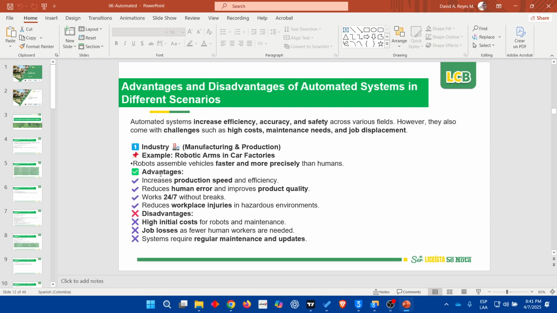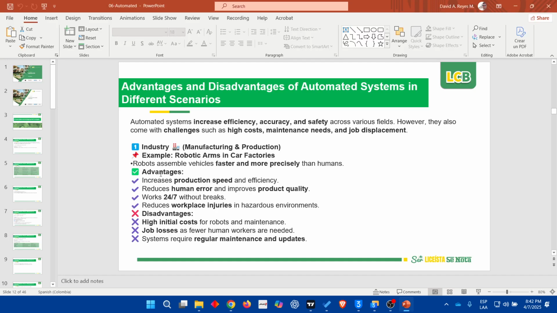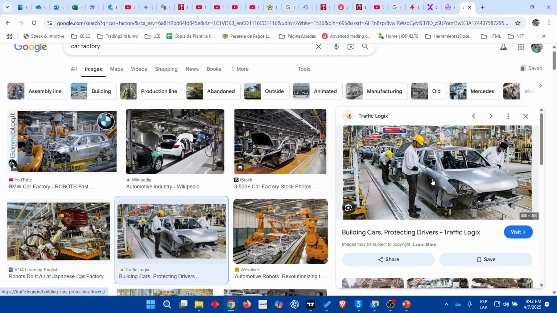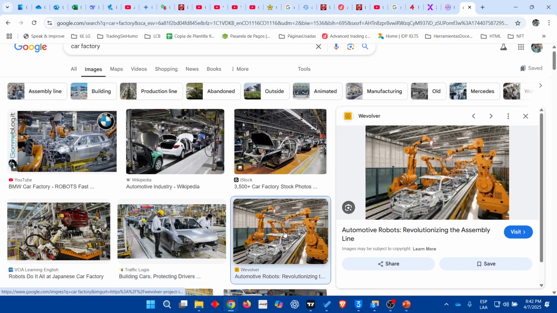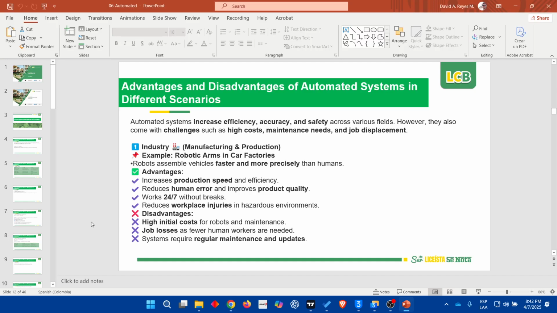Okay. Disadvantages, high initial cost. Can you imagine how much this costs to implement? Too much. Job loss. That means that, for example, these people that are working here are going to lose their jobs because of the robotics. And the system requires regular maintenance and updates. Okay.